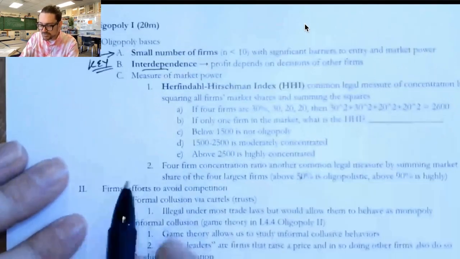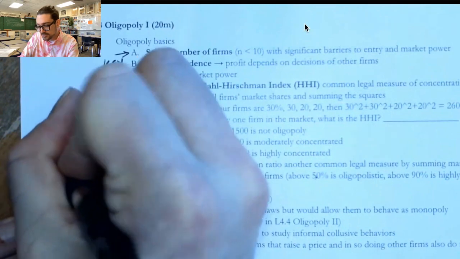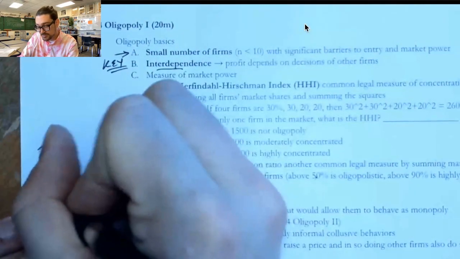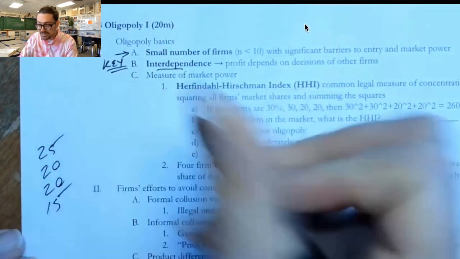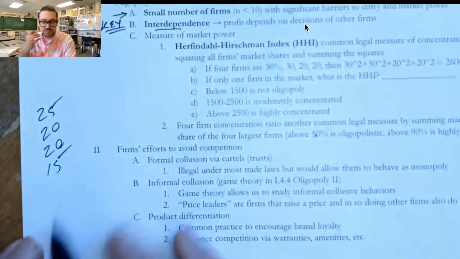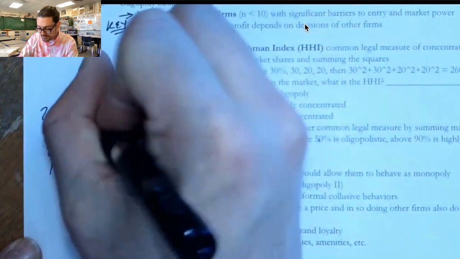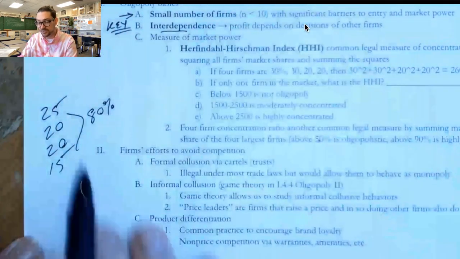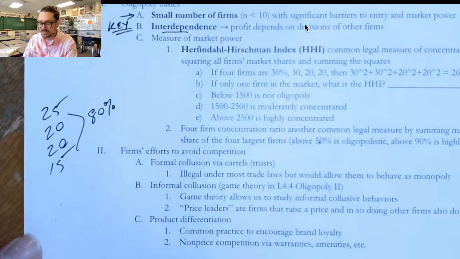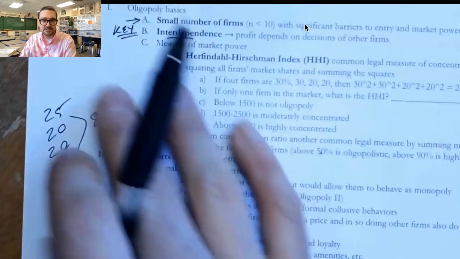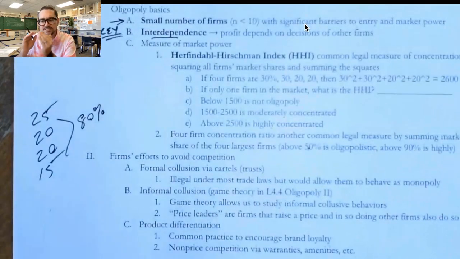So if we had a market with, say, 25%, another firm with 20%, another with 20%, another firm with 15%, and then all the rest was the rest, we could sum these and say, well, that's 80% market share for those four largest, and so that's probably pretty oligopolistic. Now, this is kind of a blunt instrument. It doesn't allow us to easily determine the differences between different types of oligopolies.